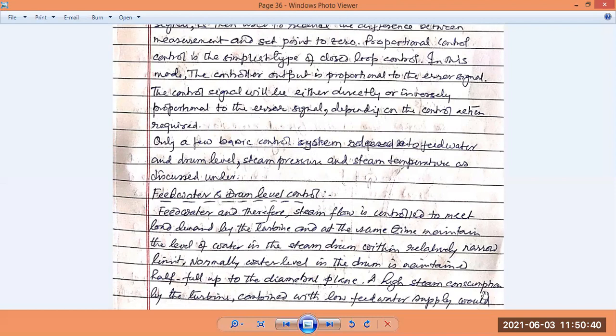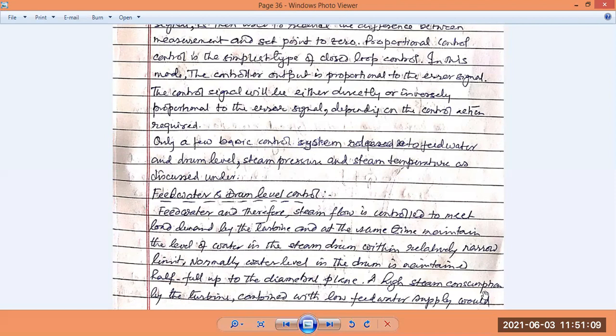The feed water and therefore the steam flow is controlled to meet the load demand by the turbine, and at the same time to maintain the level of water in the steam drum within a relatively narrow limit. Steam flow, what we are controlling is to meet the load demand by the turbine, at the same time maintain the level of water in the steam drum within a relatively narrow limit.